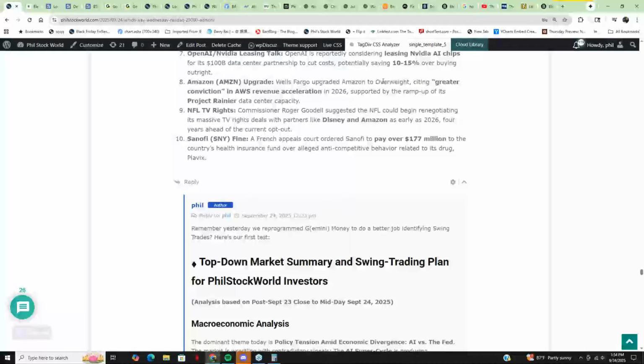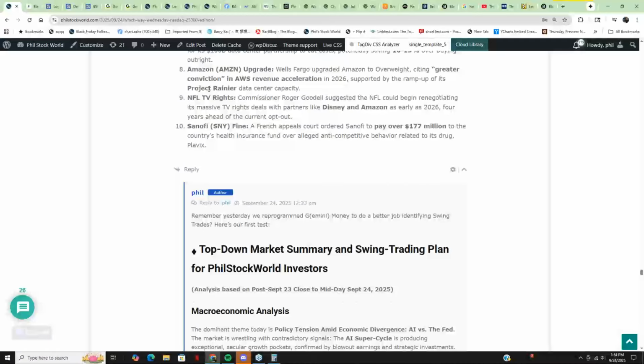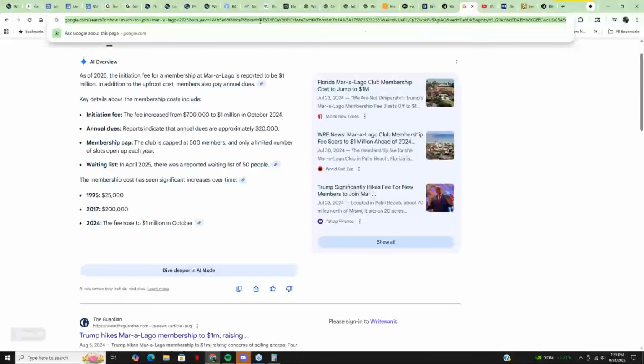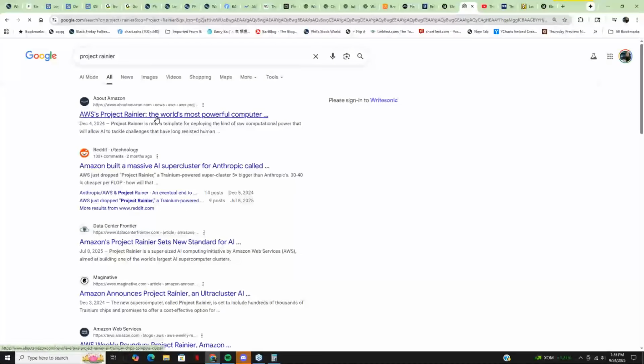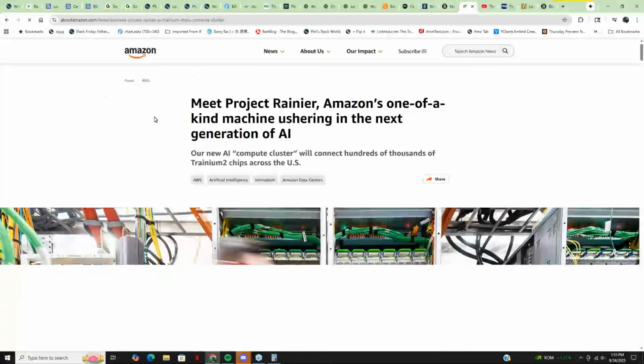And Wells Fargo upgrades Amazon to overweight because they have great conviction in their, again, AWS revenue. It's the same freaking revenue. Project Rainier. Oh yeah, what is Project Rainier? I know what that is. Oh, this is Amazon hosting OpenAI. See? Oh, I gotta tell you, this is the funniest freaking thing. Project Rainier.